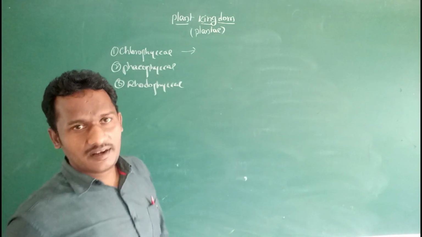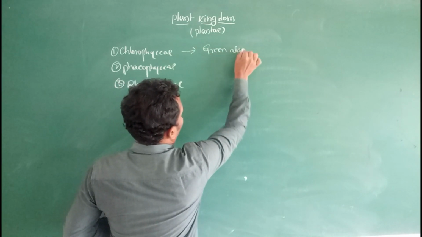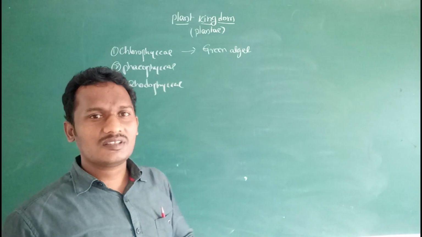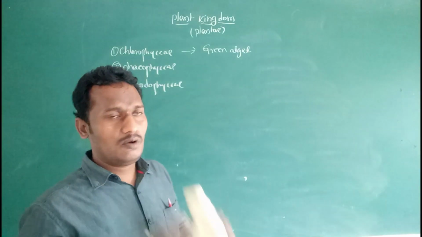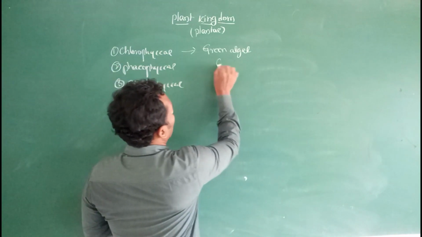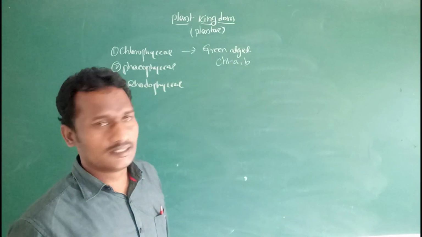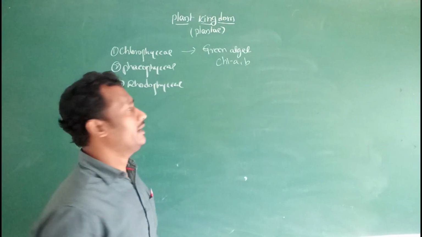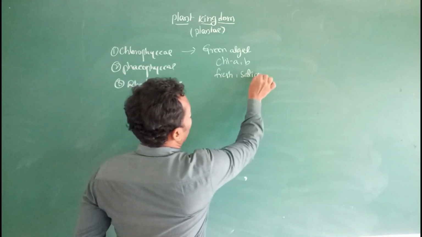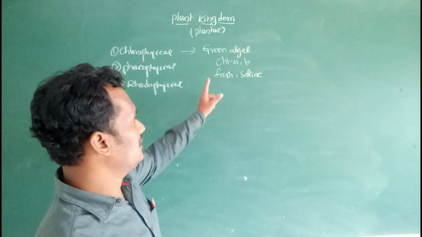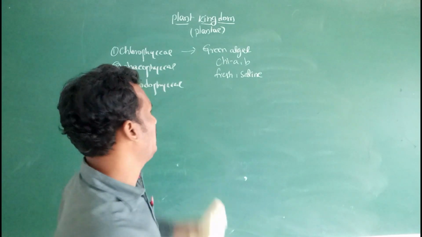Chlorophyceae is generally called green algae. Why? Because these appear grass green in color. That's why they are called green algae. The predominant pigments in green algae are chlorophyll A and chlorophyll B. Carotenoids are also present. The main habitat is aquatic, both freshwater and saline water.